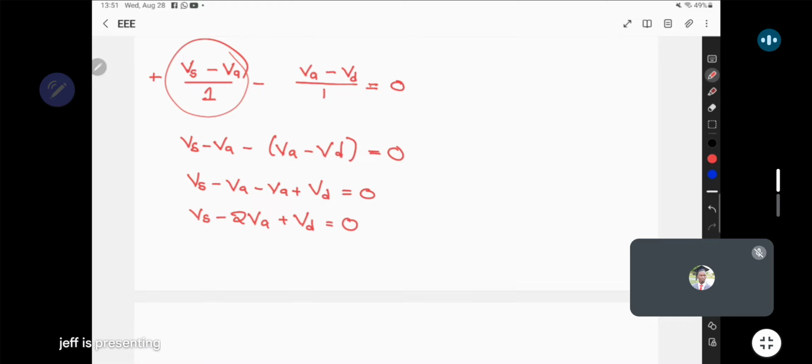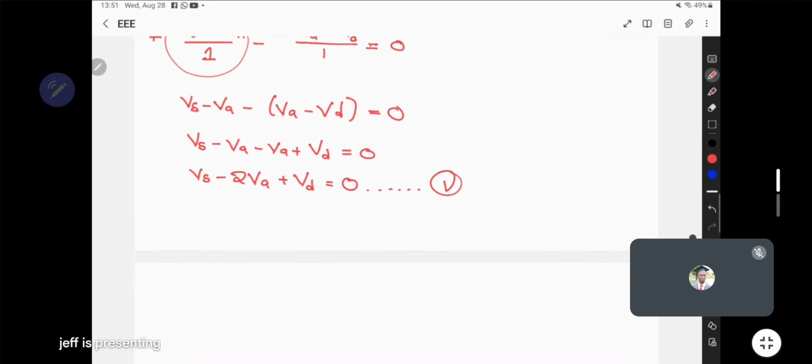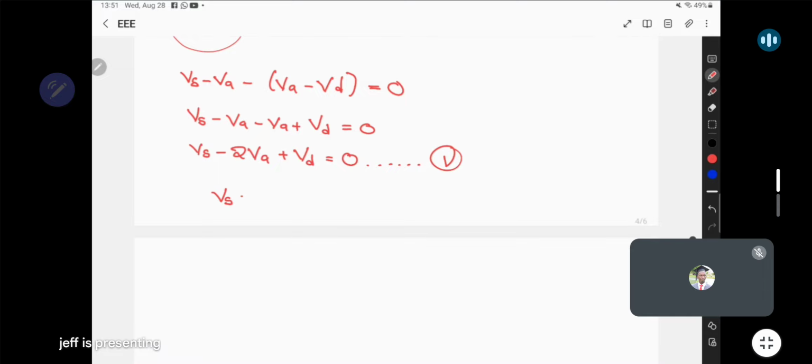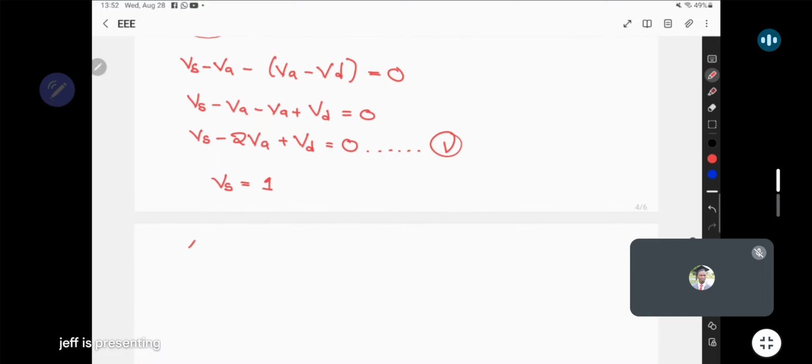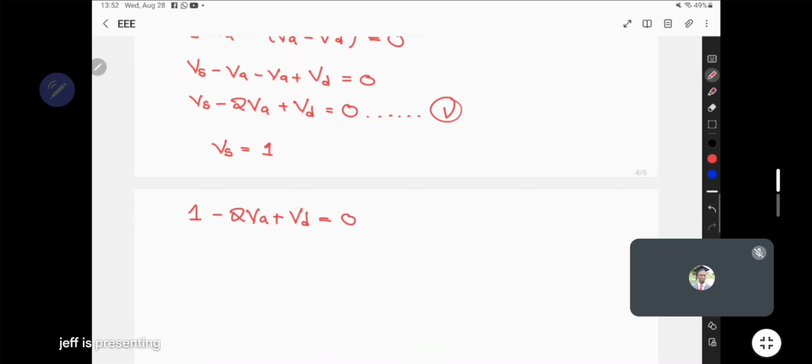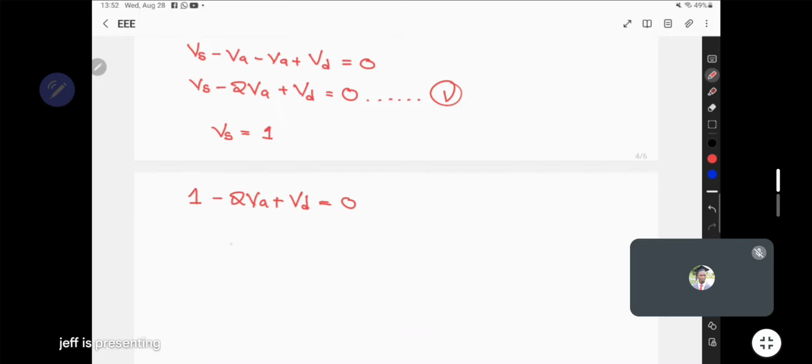Notice that the method we are using to solve this one is similar to what we use in part 2. The only thing that will change in part 2 is our value for Vs. So I'll keep this as equation 1, so that when it comes to part 2, we'll only be changing what Vs is. So if Vs is equal to 1 volt, we're going to have 1 minus 2Va plus Vd equals 0. From here, we can leave it, or we can take everything else to the right, except 1, and we'll have 2Va minus Vd equals 1. So this is what we have.